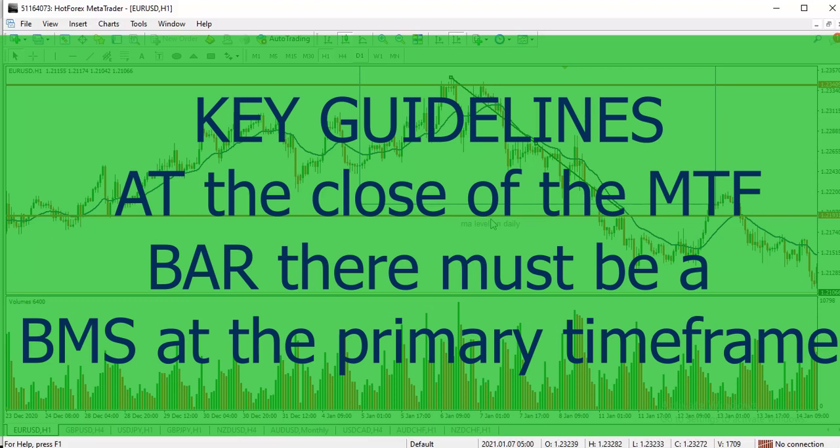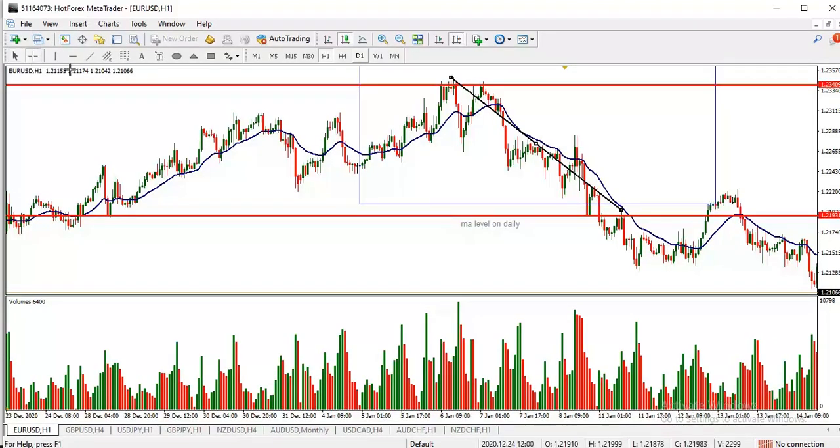For the last time, at the close of the main time frame bar, for the retracements to be valid, we must have a close of market structure from the primary time frame. That means there must be a break of market structure from the primary time frame. Now let us take note of this particular level.